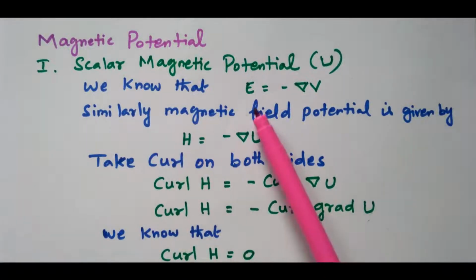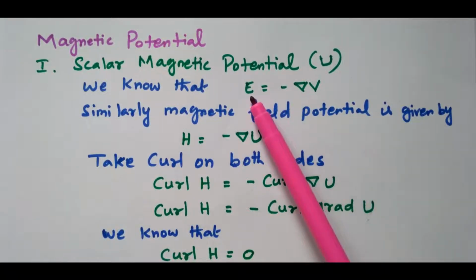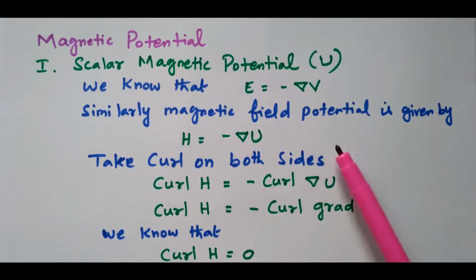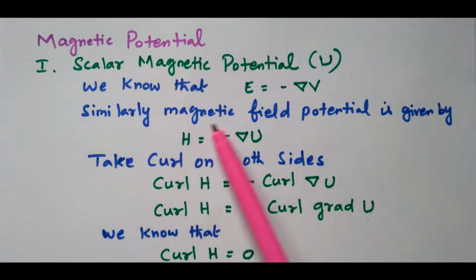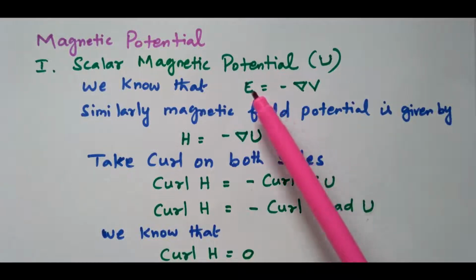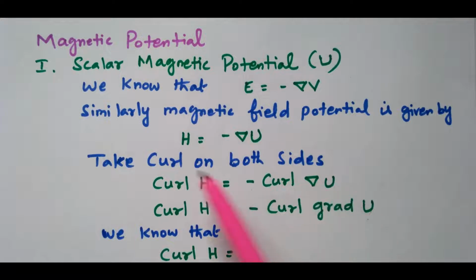We know that E equal to minus del V. The relation between E and V, electric field intensity and potential, is E equal to minus del V. The del is nothing but the partial differentiation with respect to x, y, z, if it is rectangular coordinates. Similarly, for magnetic potential it is given by H equal to minus del U. Here E is replaced by H, V is replaced by U, right? So the same thing for the magnetic field is given as H equal to minus del U.